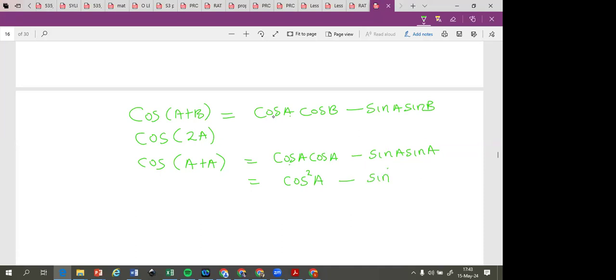But now, members, you're going to allow me to put it in the sine format. Now, we know very well that sine squared A plus cos squared A is equal to 1. So if you want either sine or cos, it is up to you. But now I want sine. Sine squared A plus cos squared A is equal to 1.